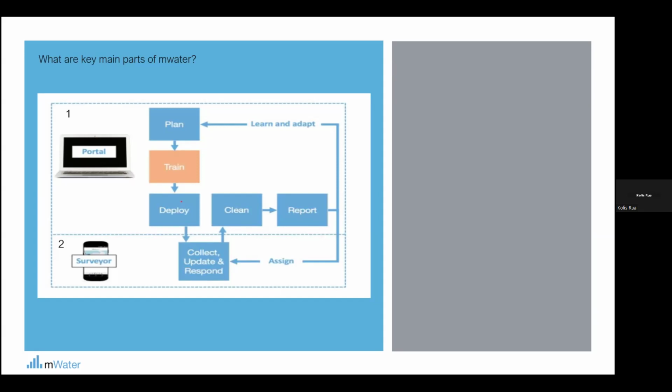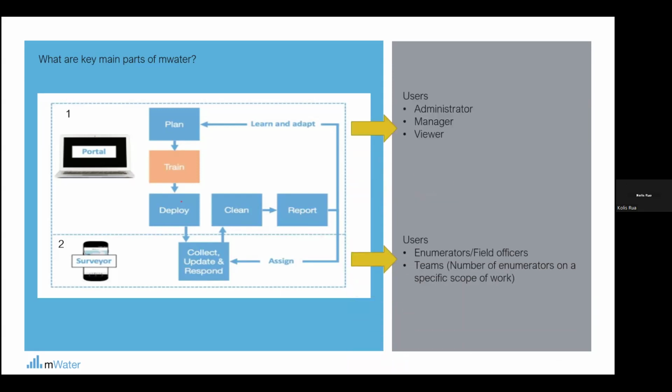So as you can see in the diagram there, there's a portal and there's a surveyor. In the portal, you need to plan, you train enumerators, you deploy the survey, and then you clean data and you do the reporting there. And in the surveyor, you will see that there's a collection of data, and update and response. So you can see that there's a loop between 1 and 2. That loop shows the overall cycle. So it feeds back into the portal.